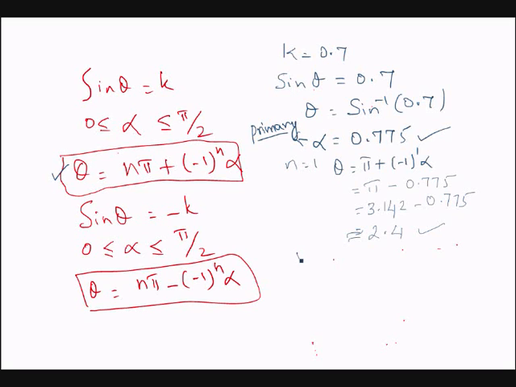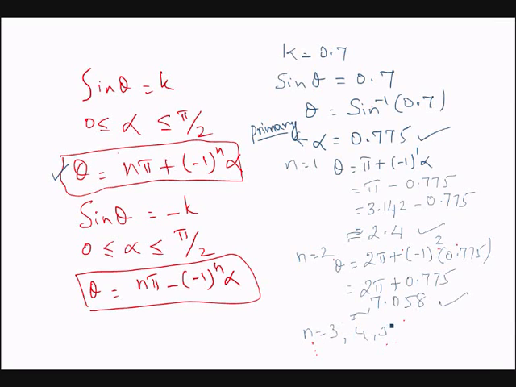The next angle will be when n is substituted as 2. For this I have theta is equal to 2 pi plus negative 1 power 2 times 0.775, which is 2 pi plus 0.775. This answer, when you calculate with your calculator, will be 7.058 approximately. Therefore, this is the third angle for which sin theta is equal to 0.7. We can continue finding all the other angles if I start substituting n equal to 3, 4, 5, etc.